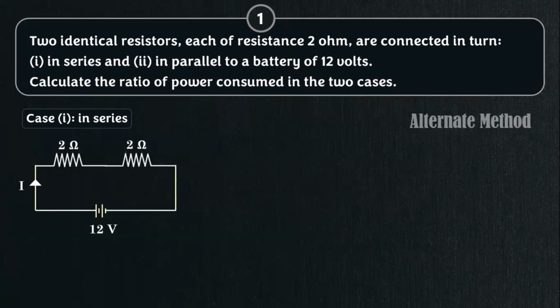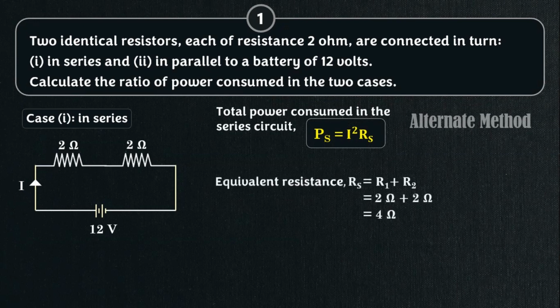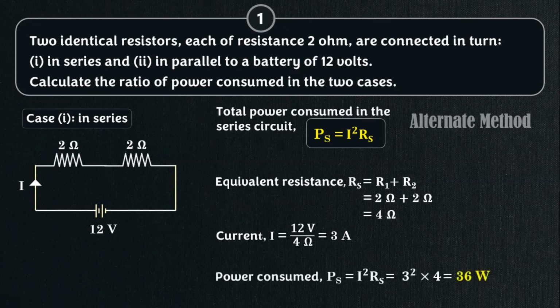Here is the alternate method. Here we need to find the value of current also. We have already found the value of RS. Current is equal to applied voltage divided by equivalent resistance. Here equivalent resistance is 4 ohms. Then the current I is equal to 12 volt divided by 4 ohms, that is 3 ampere. By using the formula I square R, we will get the same power as 36 watts.